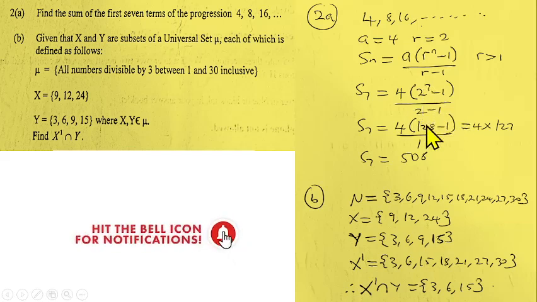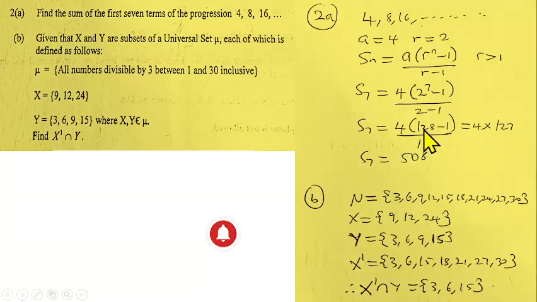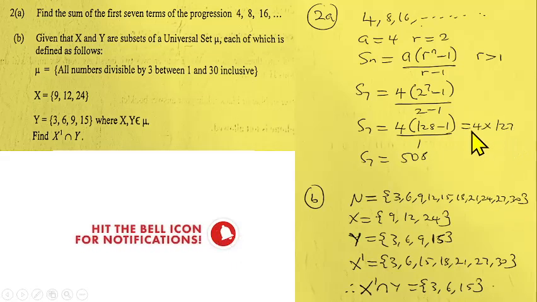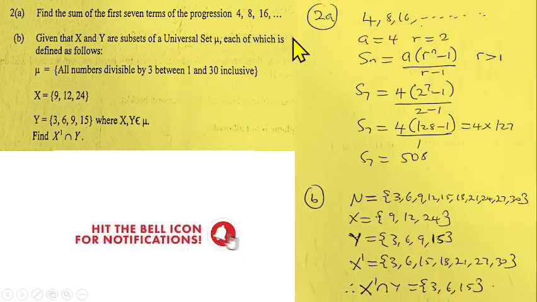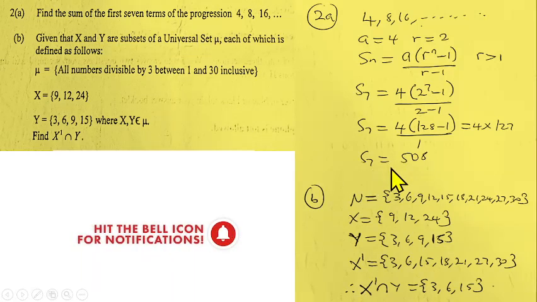So 2 raised to power 7 is 128, minus 1. So 128 minus 1 will give us 127, multiplied by 4. That will give us 508. So the sum of the 7 terms is 508.